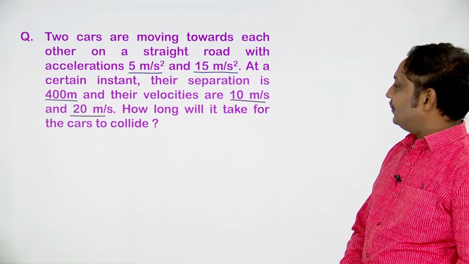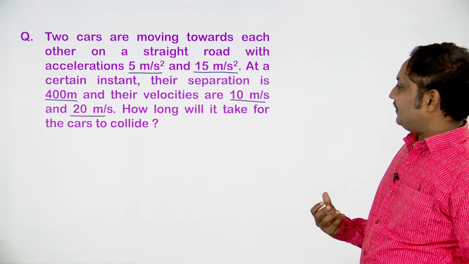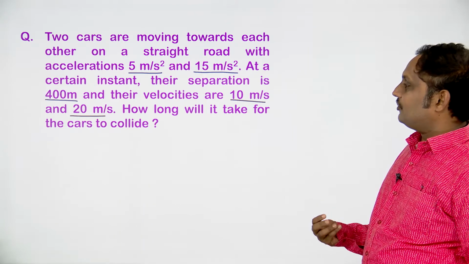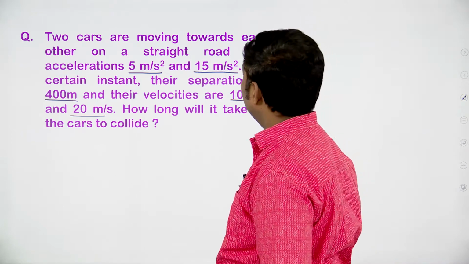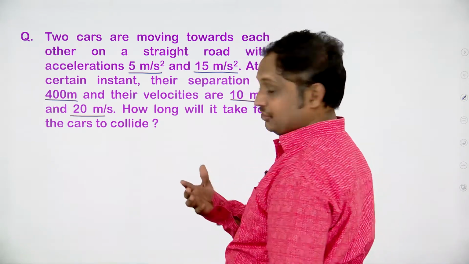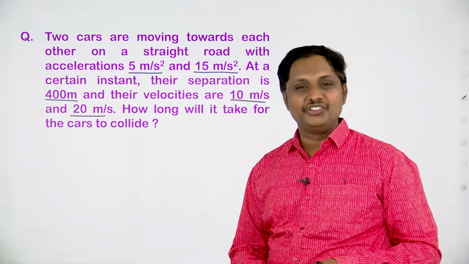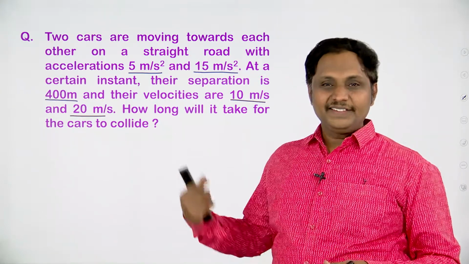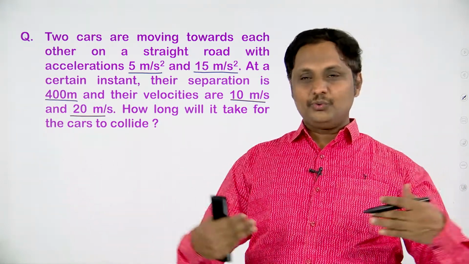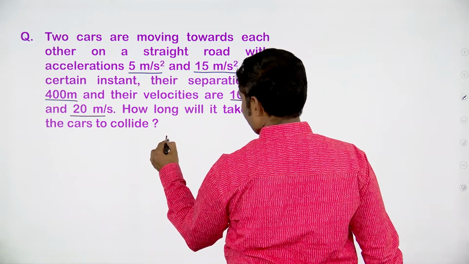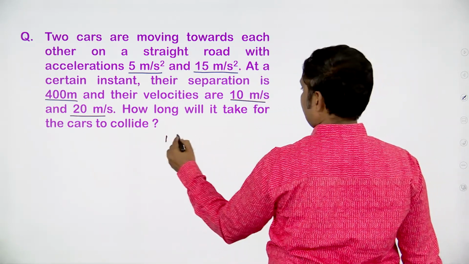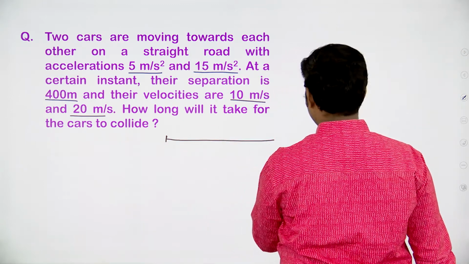How long will it take for the cars to collide? Just take that towards each other. They are going to move towards each other. In this case, what they have given, they are going to move towards each other. This is the first car. This is the second car. They are going to move.